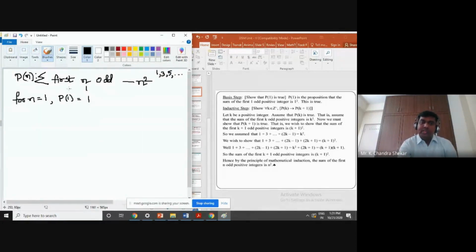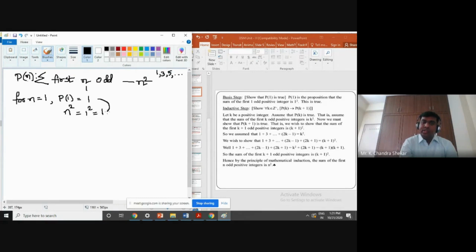Now what is the statement given? The summation of first odd positive integer. Yes, I got 1. Now that must be equal to n square. Now what is the n square? N value is 1. So what will be n square now? N square is 1 square, which is also equal to 1.